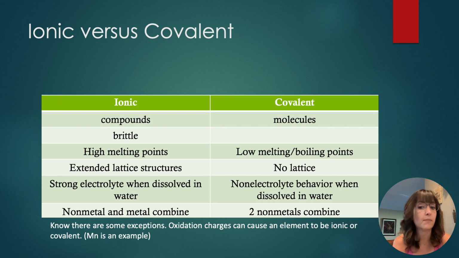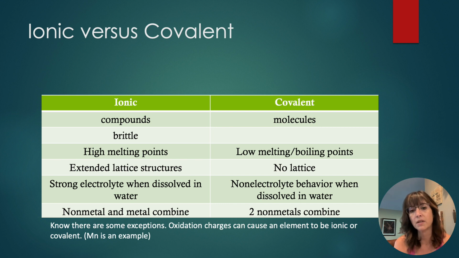Let's just quickly summarize ionic and covalent before we move on to Lewis structures a little bit more. Remember, with ionic substances, we're giving away or stealing electrons, and we call these compounds. With covalent, we're sharing electrons, and we call these molecules. Ionic substances are brittle. Covalent, well, they're kind of all over the place. They might be solids, liquids, or gases.